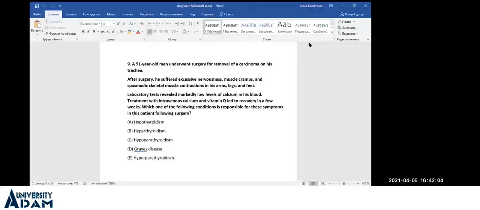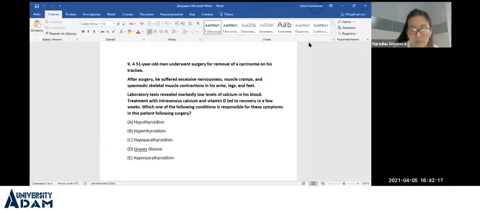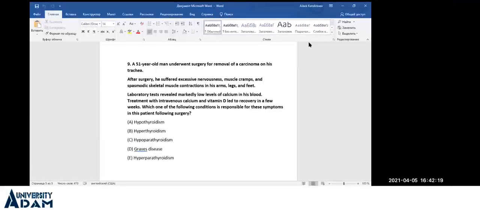Hypoparathyroidism. C option. Yes, why? Ahmad Hassan, why? Ma'am, because it regulates calcium level.